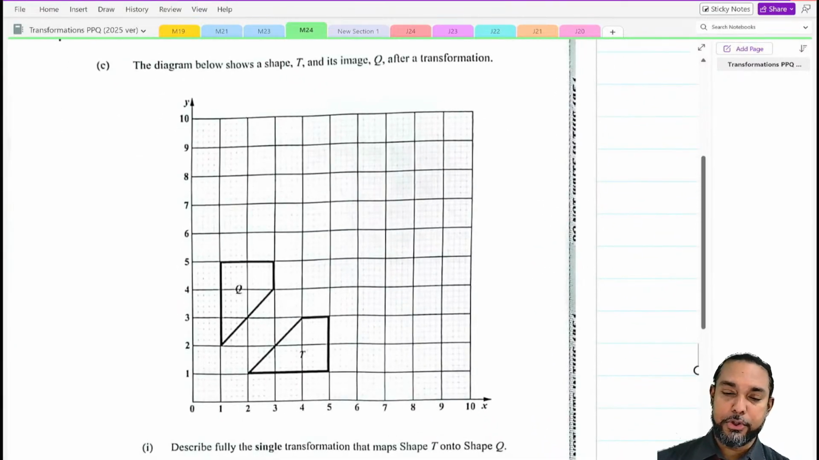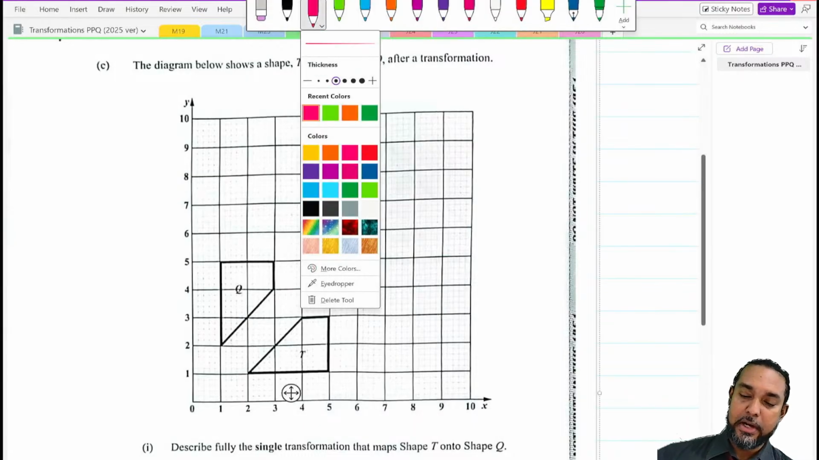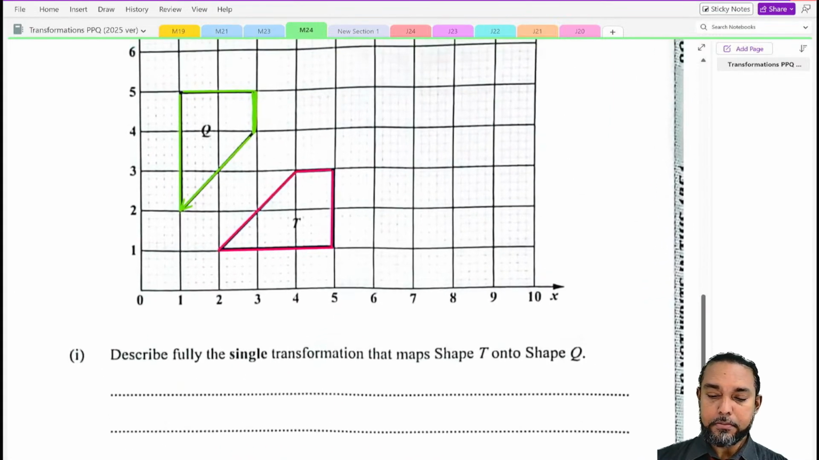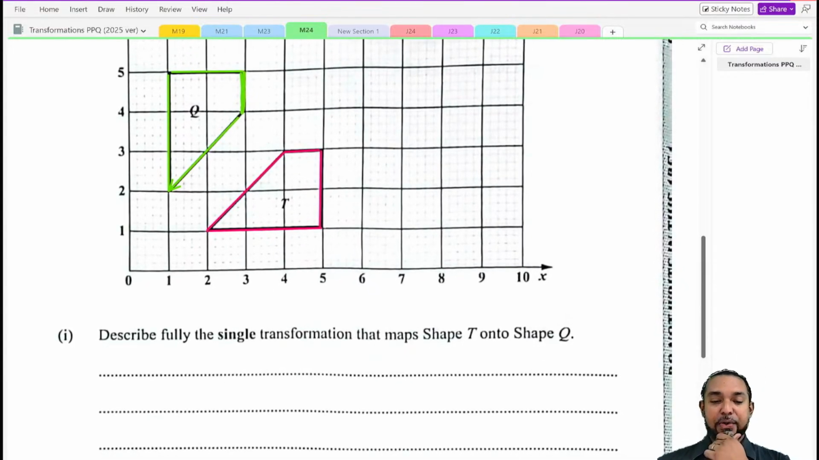Right, the diagram below shows a shape T and its image Q after a transformation. Okay, so let me get some colors going. So it shows the shape T, which I'll put in pink, and its image Q after the transformation. Okay, so let's zoom in on that. Okay, so here is the question. Describe fully the single transformation that maps the shape T onto shape Q.